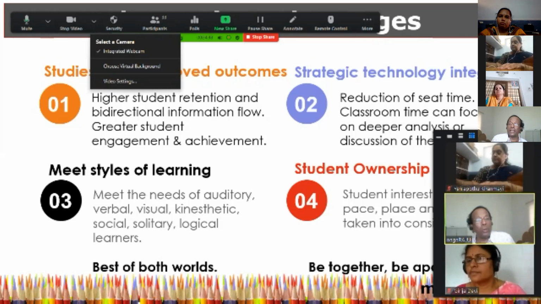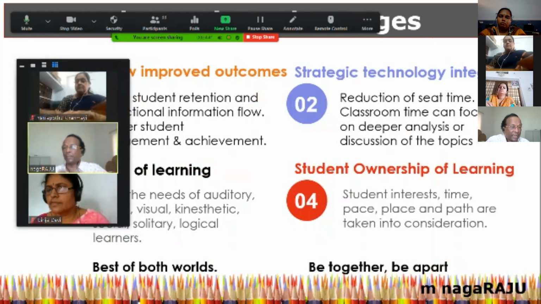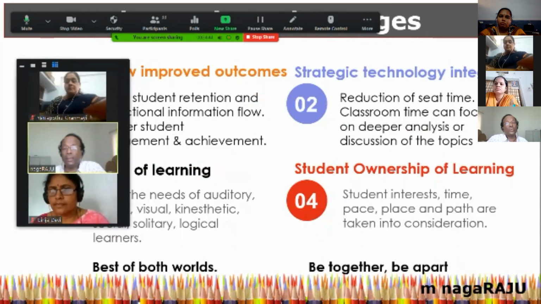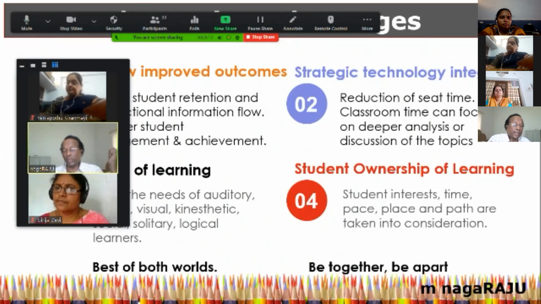And most importantly, the fourth one is perhaps the most important advantage of blended learning. The student becomes the owner of what he is doing. The student has a lot of freedom: freedom about the timings, the content, the courses he studies, the way he handles things, the pace, the place, etc. You might have heard about the new education policy that has just been accepted by the government of India. There is a lot of talk about this kind of freedom.